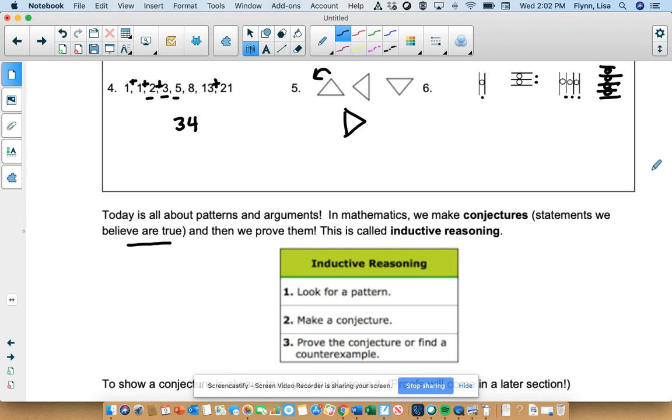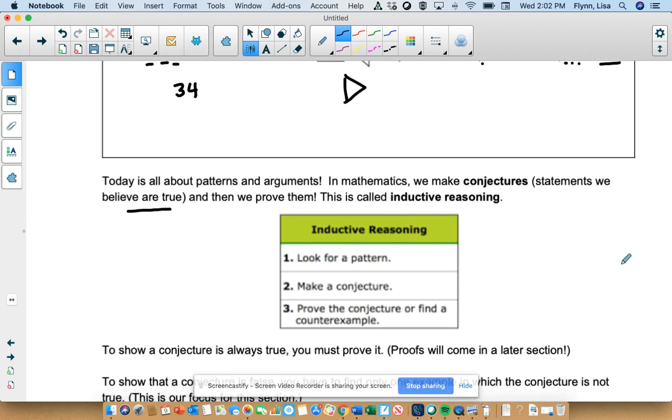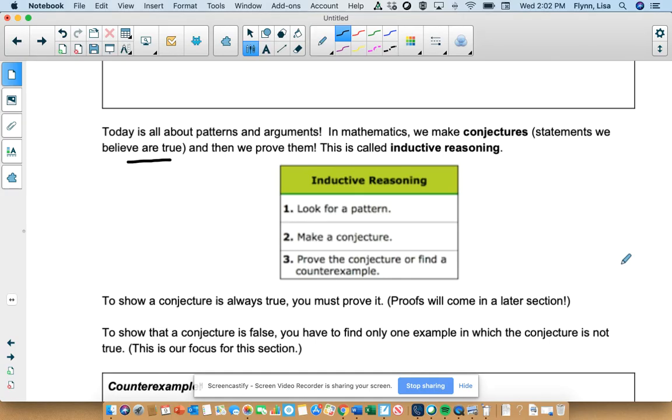So inductive reasoning is a 3-step process. First, look for a pattern. Second, make a conjecture, which is the statement you believe is true. Would that be kind of similar to a hypothesis? Like a hypothesis, what you think it is? Yep. And then step 3 is prove the conjecture or find a counterexample. So either you have to prove it or you have to counter it, just like you do in court.